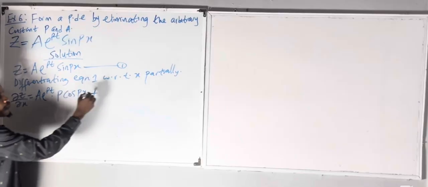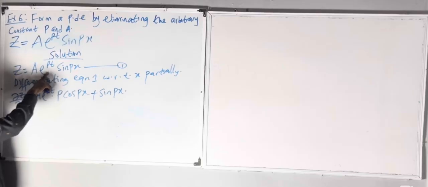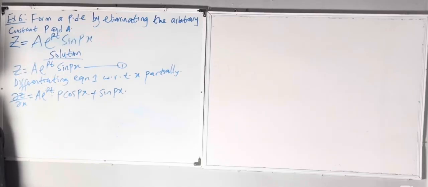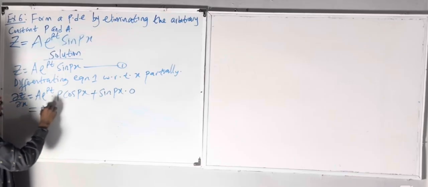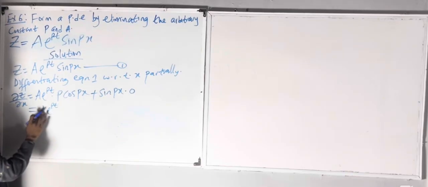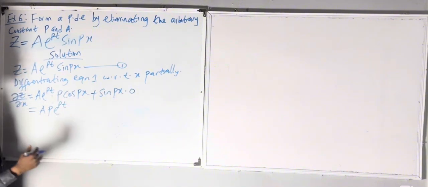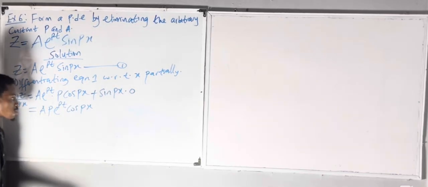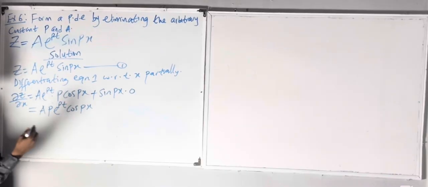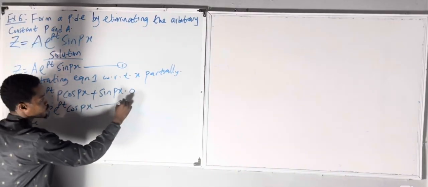Plus, I'm going to take sin ps, then differentiate a exponential pt with respect to s. You can see from here that there's no s here, so it's going to be a constant, and if I differentiate a constant, I'm going to have 0. So what's my answer? A exponential pt, then multiplied by p, so ap exponential pt cos ps, then plus 0. This is equation 2. Next, I want to differentiate partially with respect to t.